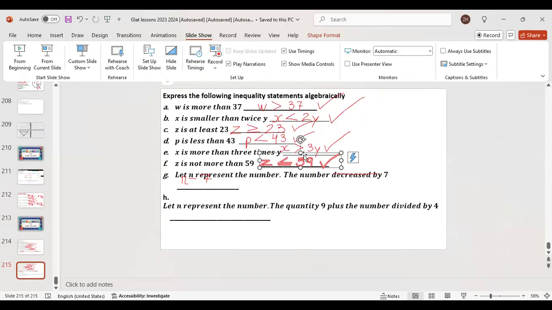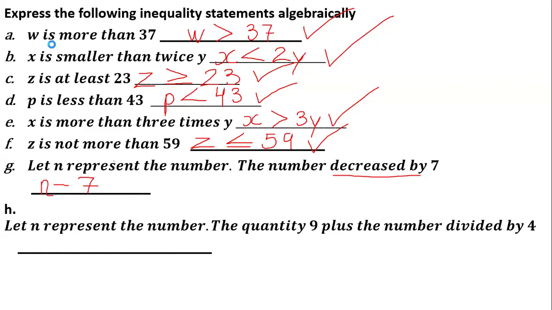9 plus n divided by 4. We add 9 by 4 and then, no wait, I take that back, because it won't make any sense. What number gets divided by 4? It says the quantity 9 plus the number divided by 4. I think it's 9 plus divided by 4. Okay. Aiden Bean, you want to try?